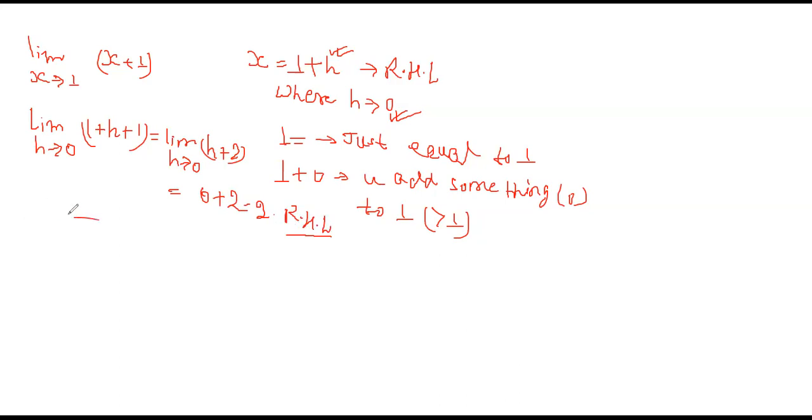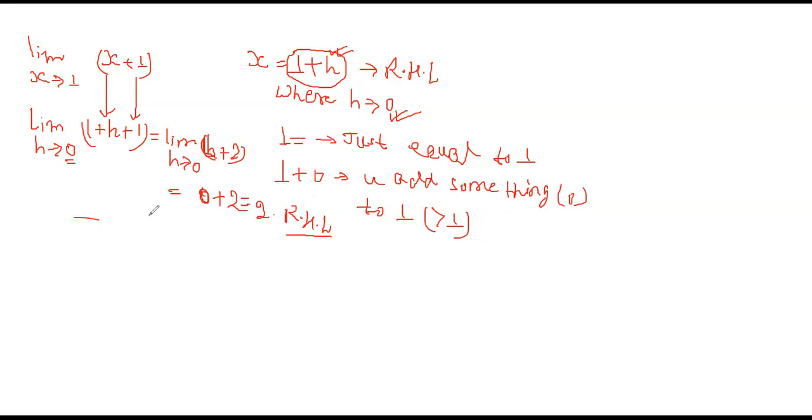Sir, can you repeat this? Yes, you put x is equal to 1 plus h from here, so this is 1 plus h and this is 1. Now after that, you will put h is equal to 0, so that it will be 0 plus 2. It will be equal to 2. It will be RHL.